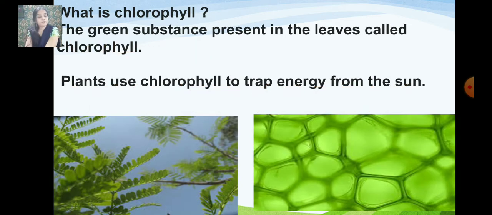Yes, leaves look green because of some green substance present in the leaves. That substance is called chlorophyll. The pigment present in the leaves is called chlorophyll. So what is chlorophyll? The green substance present in the leaves is called chlorophyll. The leaves have a green substance called chlorophyll that gives them the green color.